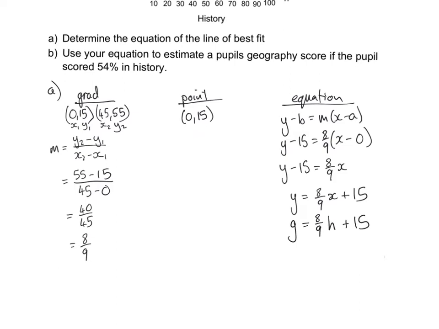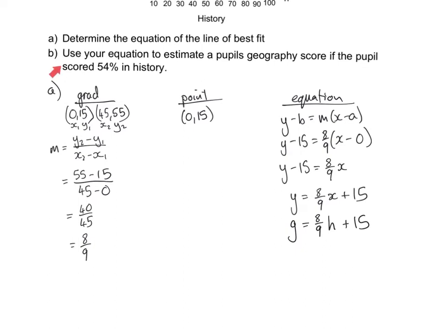What that gives me is a formula I can then use. This is the equation of the line of best fit, but it also tells me if I know somebody's history score but they missed the geography test, I can probably work it out by substituting into this. So basically most people's geography score is equal to 8/9 of their history score plus 15. It's a good way to kind of calculate these values.